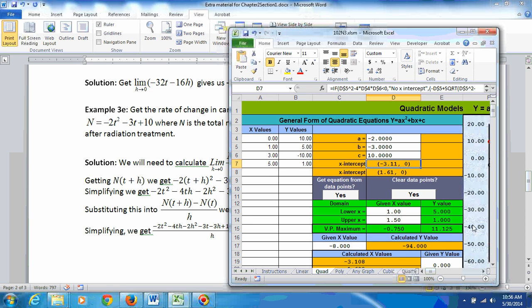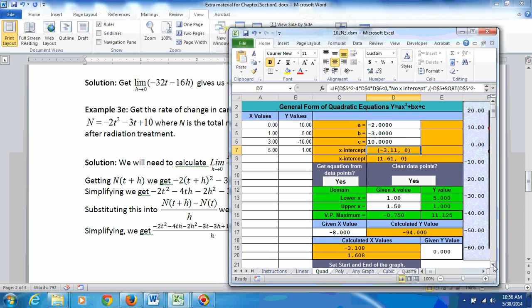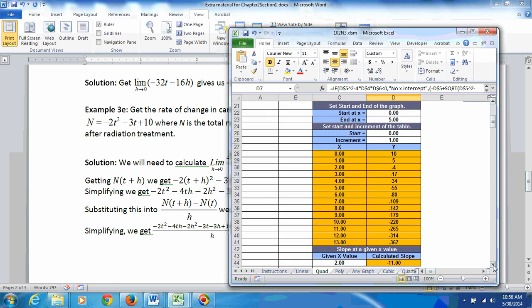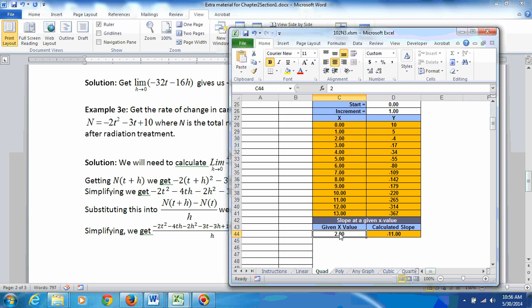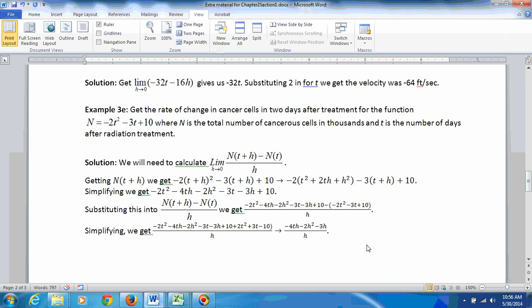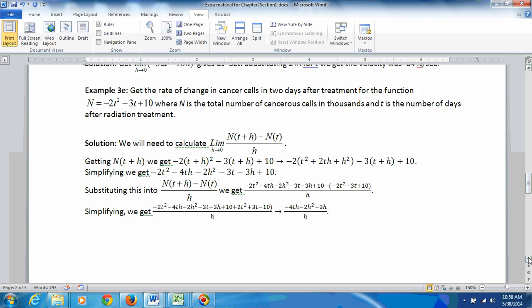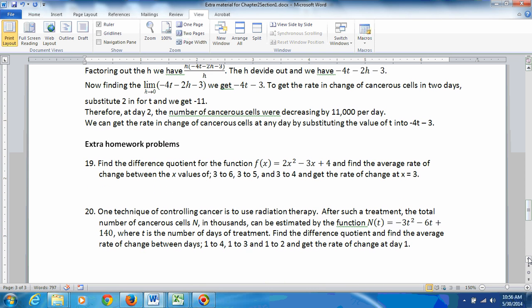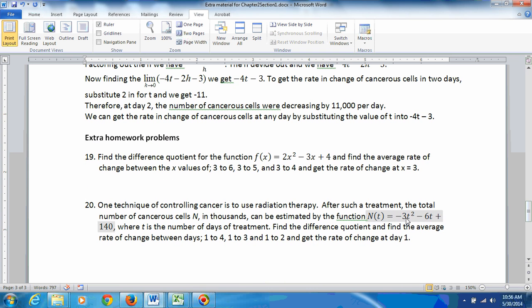And we just wanted how quickly the cancer cells are changing at day 2. So go down here, put a 2 in, you get -11. And that's what we got. I mean, it's so quick right there. And that's what we got when we actually worked this thing all the way through. Right here, we got that it's -11.